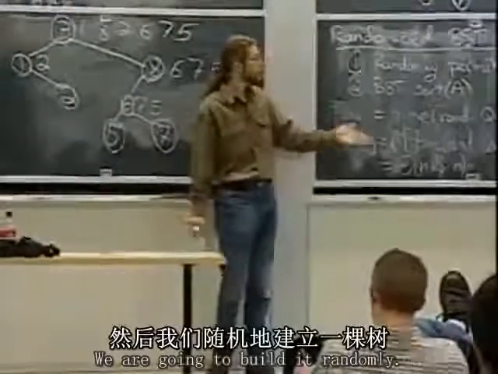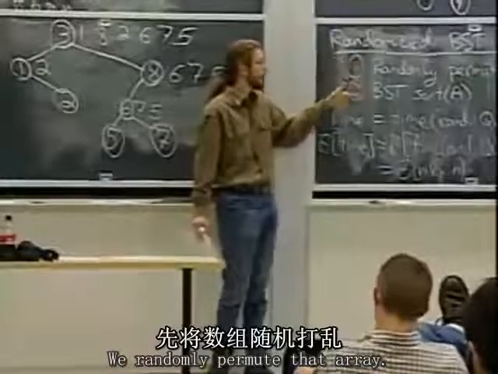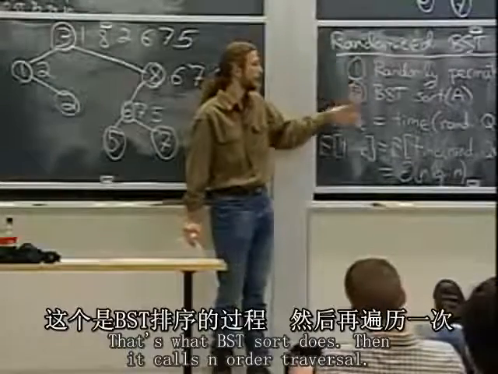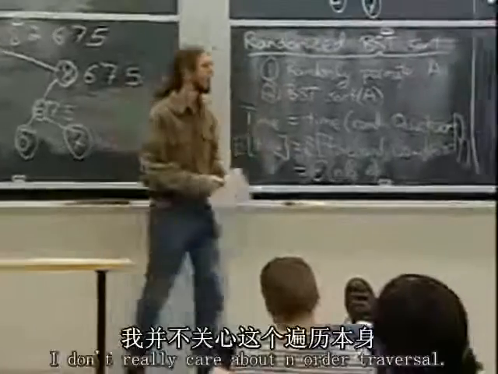We're going to build it randomly. We randomly permute that array. Then we throw all the elements into a binary search tree. That's what BST sort does. Then it calls in-order traversal. I don't really care about in-order traversal.